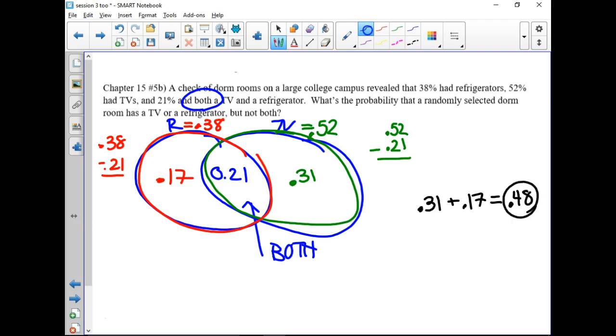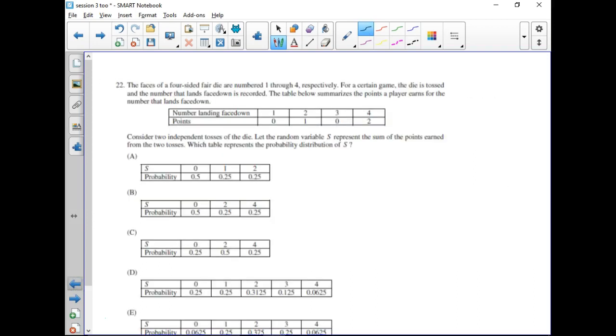Okay, we okay there? Now I'm going to do one more, and the only one I didn't get to that I would have liked to do would be a tree diagram. So that's one thing you're going to want to look at as well. Let's do this one. This comes from a released exam. So the faces of a four-sided fair die are numbered 1 through 4 respectively. For a certain game, the die is tossed and the number that lands face down is recorded. The table below summarizes the points a player earns for the number that lands face down.